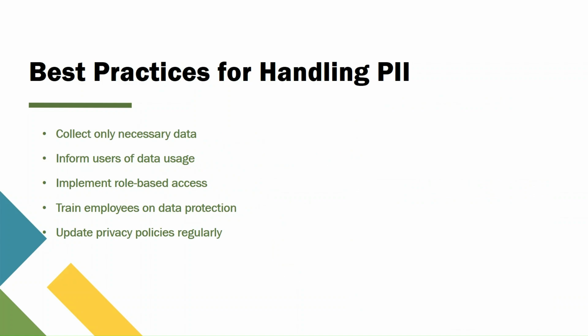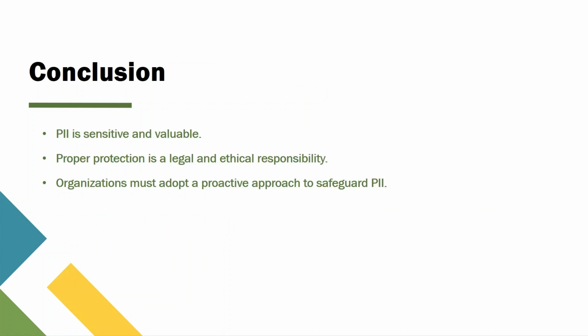So here are the best practices for handling PII. We need to collect only the necessary data, and the organization has to inform the users of data usage, how the data is going to be used, and we have to implement role-based access. We will discuss role-based access in the upcoming sessions. Also, as an organization, we need to train the employees on data protection, and also update the privacy policies regularly.